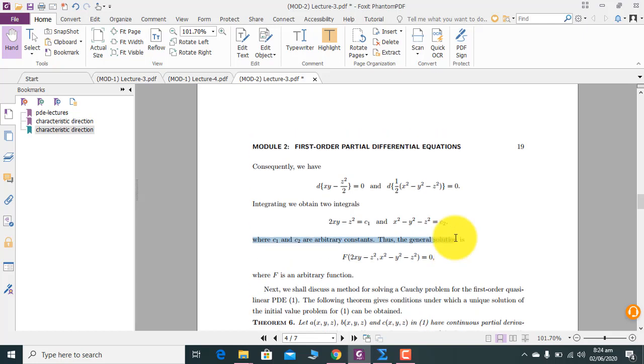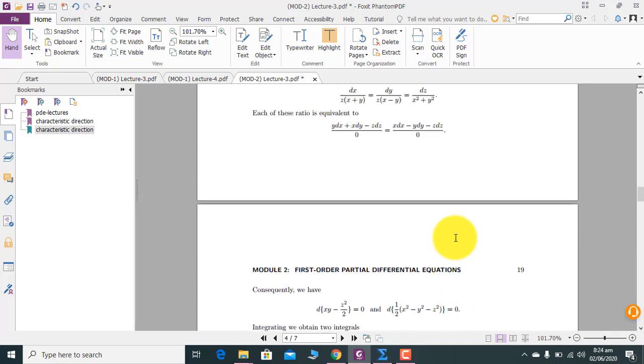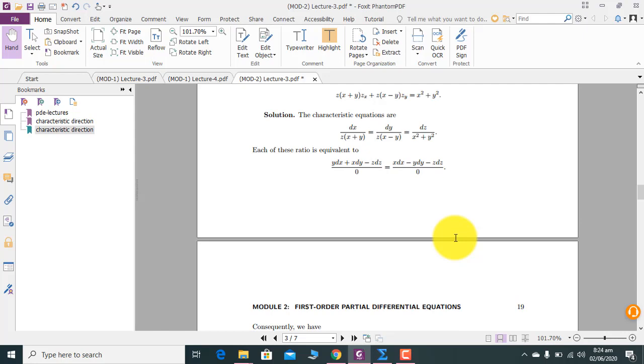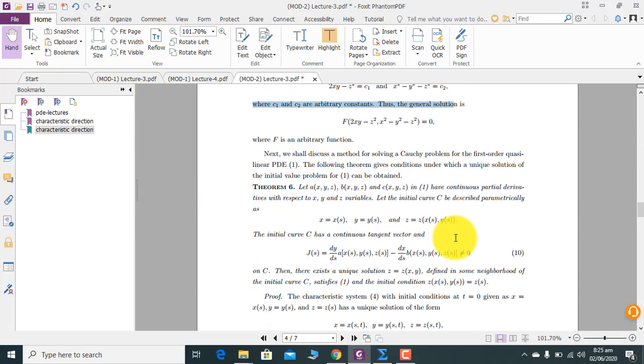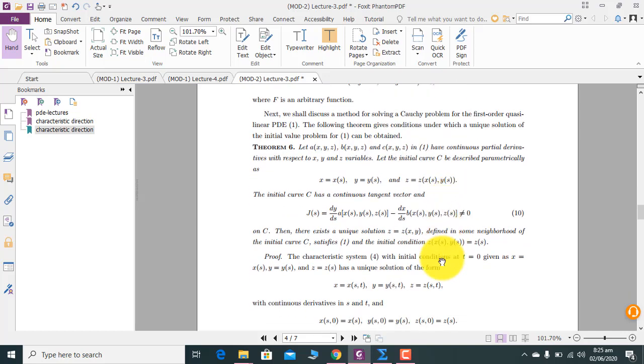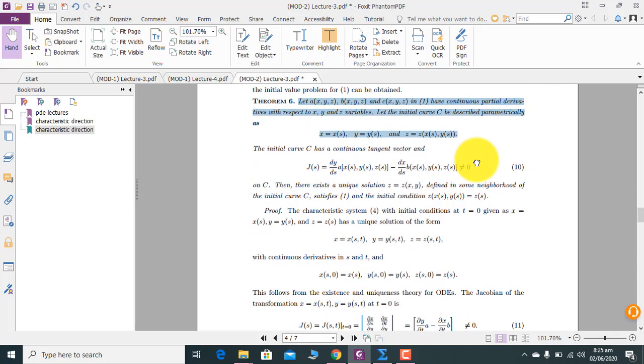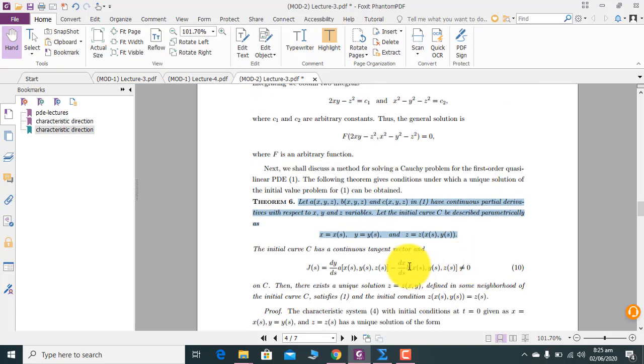But before that, let's formally discuss how a first order partial differential equation, which is quasi-linear, and its initial value problem look alike. So this is a theorem, which is theorem 6. The proof is not included, but the statement of that theorem is included. So let's focus on the statement and we will try to use that theorem in order to solve initial value problem of quasi-linear partial differential equation.